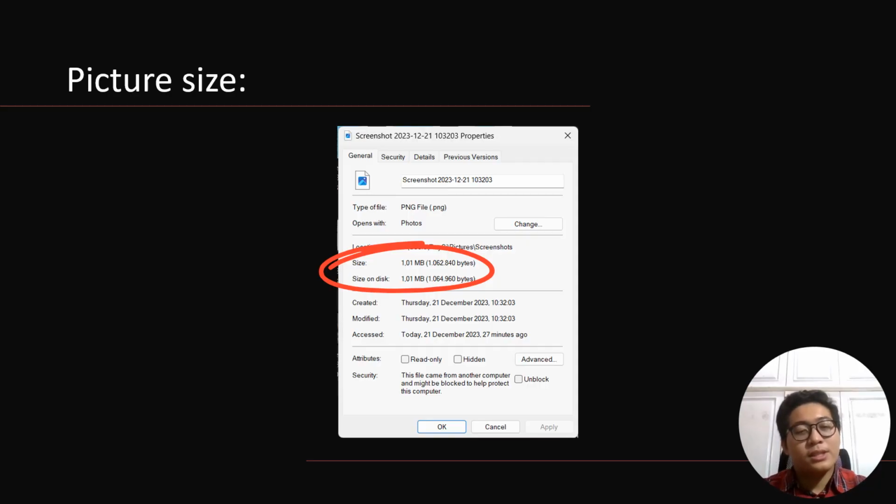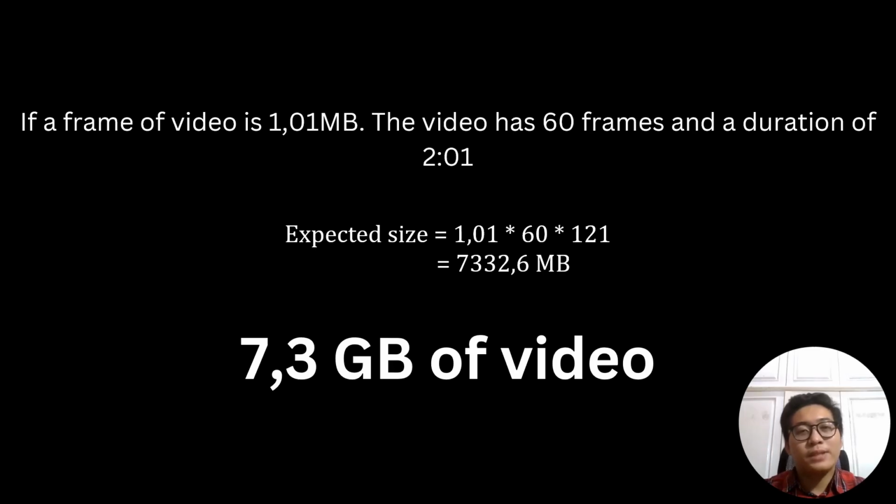Video is a series of images or frames sequenced through a predetermined interval and then synced with sound to produce a certain narrative. Let's take a look at an average image size like the one you saw earlier. That screenshot that is taken from my computer has a size of around 1.01 megabytes, and assuming all frames are the same and we have 60 frames in a second and the video length is about 2 minutes and 1 second, we can expect the size of the video to be around 7.3 gigabytes.